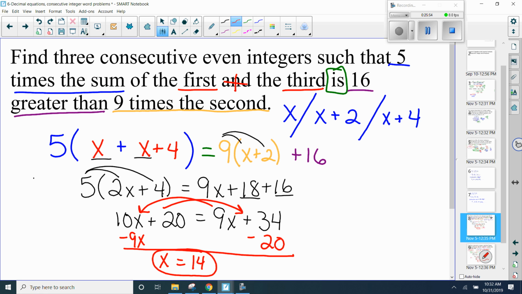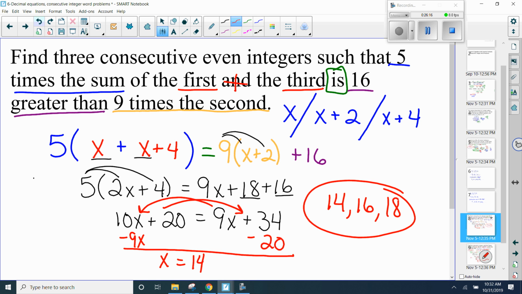Is that my answer? No. So we cannot circle it, which is what some of you are going to do. It says 3 consecutive even integers. Did I get an even integer? Yes, that's what I wanted. 3 of them would be 14. What's your next one? 16, and your next one is 18. There's your answer: 14, 16, 18.